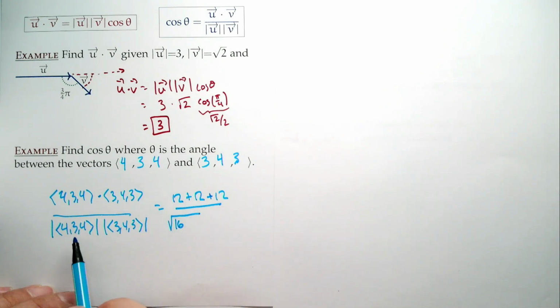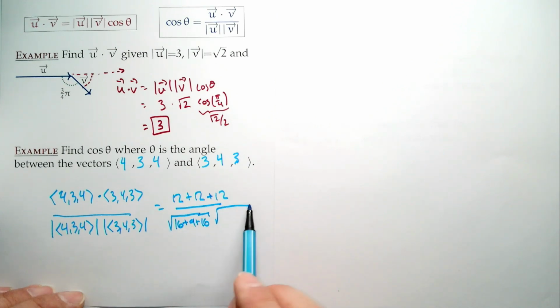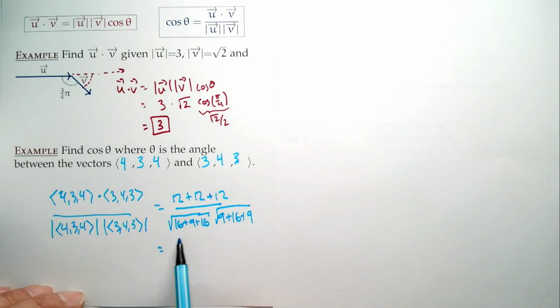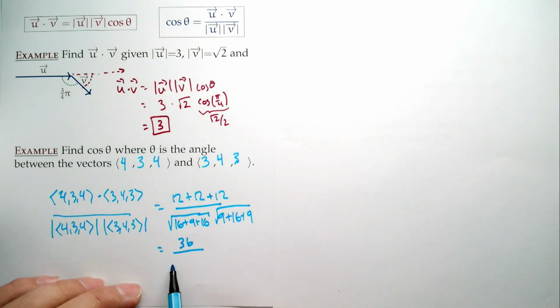16 plus 9 plus 16, all right. And then over here, 9 plus 16 plus 9. And we can clean it up. Upstairs, that's 36. Downstairs, well, 16 plus 9 plus 16 is, of course, 41. That is the correct answer. And 9 plus 16 plus 9 is, of course, 34. Oh, well, someone's good. That's right.